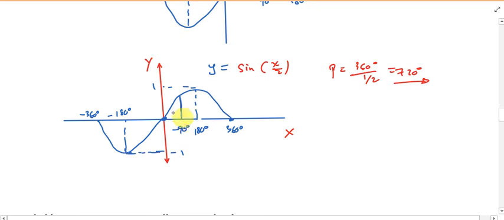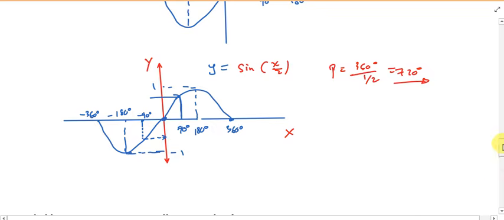Now what is the value at this point on the graph at minus, oh sorry, not minus 90, that should be 90 degrees. What's the value at 90 degrees and what's the value at minus 90 degrees? So minus 90 degrees is here, right? So we want to know these two values.